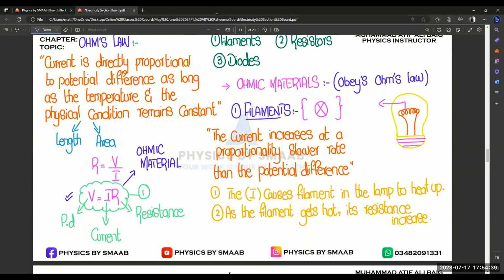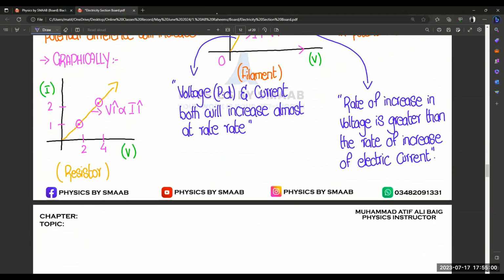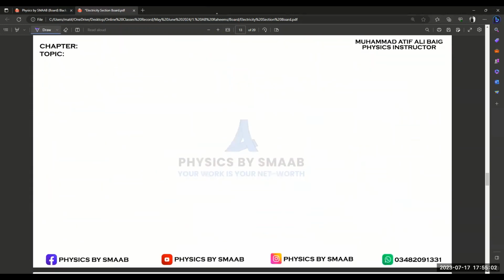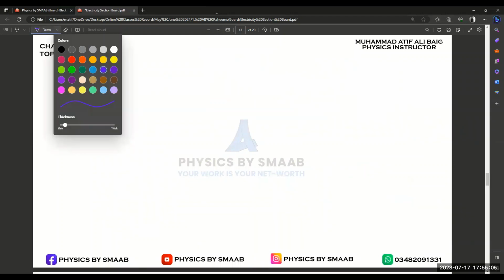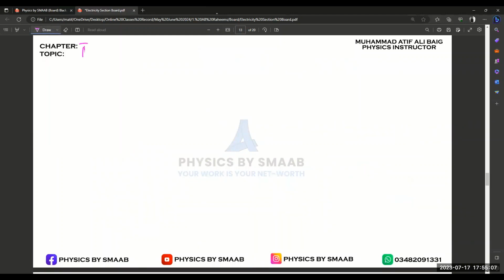There are different types of diodes, but for this specific purpose, we are going to talk about the thermistor, because the other components are going to be included in other chapters also. For this situation, we are going to observe the graph of the thermistor. A thermistor is also a non-ohmic conductor. Only the resistor is ohmic and the other two are non-ohmic, right?